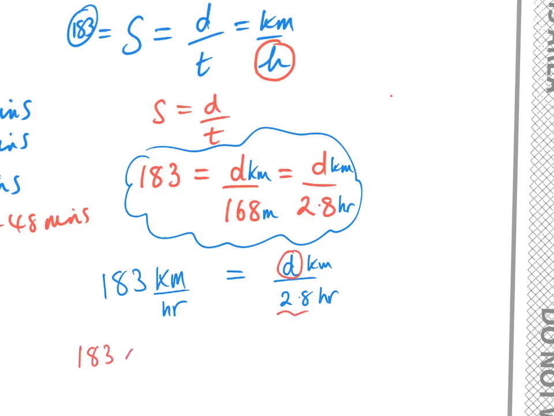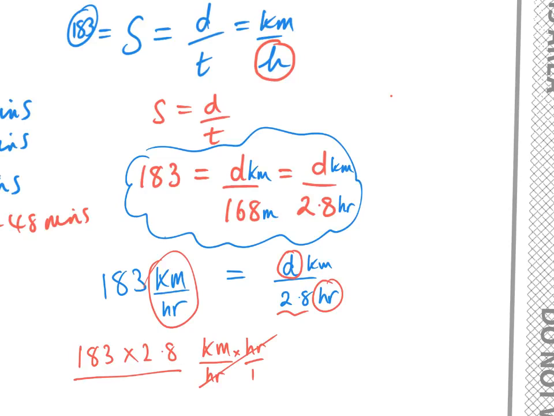So I'll have 183 times 2.8. But look at the dimensions here. I'm going to have the kilometres per hour that was already here. And look, this hours is going to come up here as a dimension, and then they're going to cancel. And that is why I'm left with a distance, in kilometres, as needed. I think some people forget the dimensions and how they can help us.